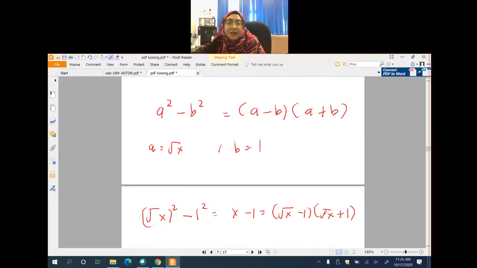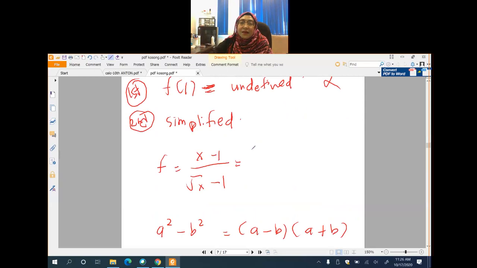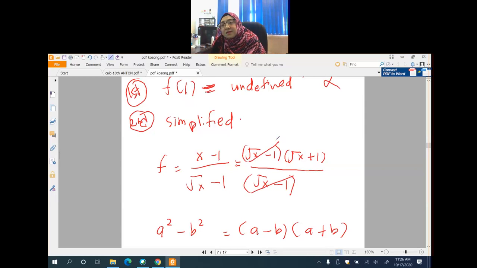So from here, our numerator can be written as the square root of x minus 1 times the square root of x plus 1, and then you divide by the denominator, the square root of x minus 1. So what does it mean? It means that our denominator here can be cancelled out with this one, isn't it? What is left here is the square root of x plus 1. Once you get this, it's no more in terms of a rational function. You don't have the denominator now.